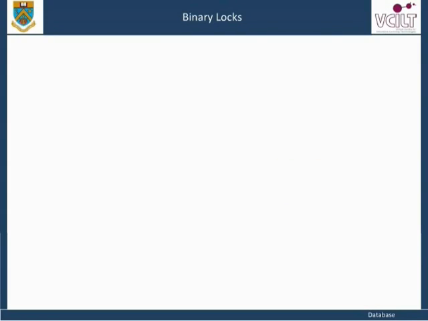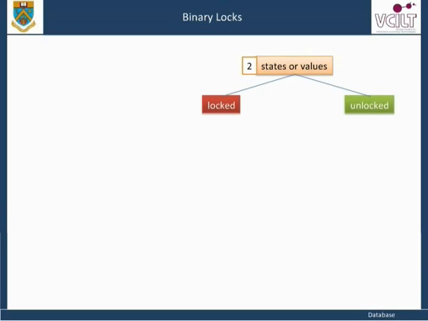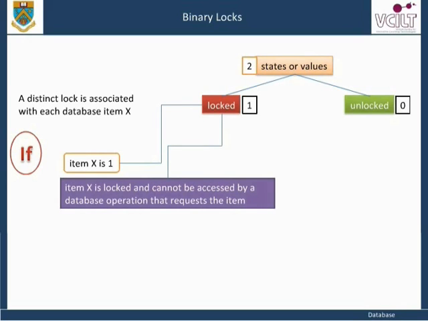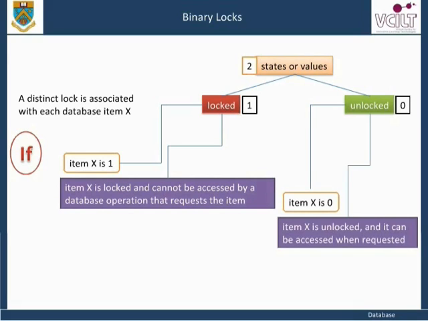Binary locks. A binary lock can have two states or values, locked and unlocked, or 1 and 0 for simplicity. A distinct lock is associated with each database item X. If the value of the lock on X is 1, item X is locked and cannot be accessed by a database operation that requests the item. If the value of the lock on X is 0, item X is unlocked and it can be accessed when requested. We refer to the value of the lock associated with item X as lock X.